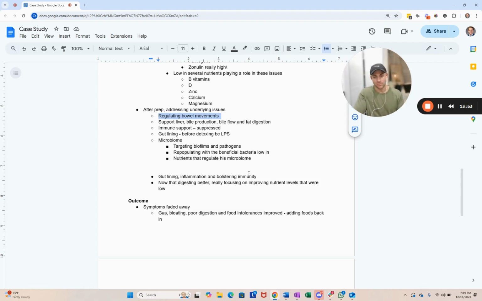When we got to that point where we were ready to start addressing those issues, we focused on the biofilms first and foremost. Several of these are known antibiotic resistant biofilm forming pathogens. So we wanted to go through several weeks of preparing, breaking down biofilms, making sure we can actually clear these things out. Then using more targeted antipathogenic substances, things like neem, black seed oil, allicin. It really depends on the type of pathogen.